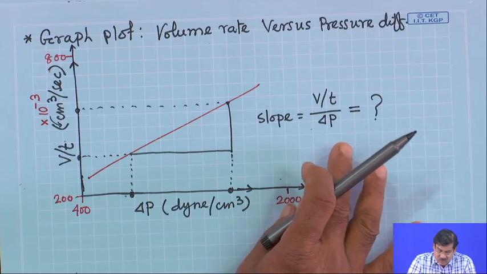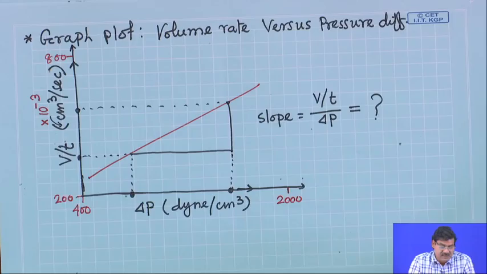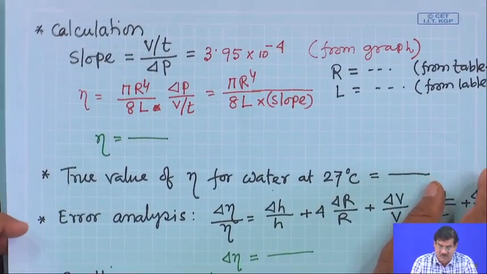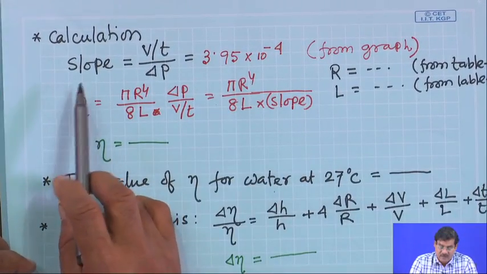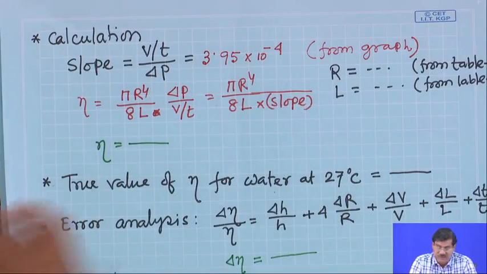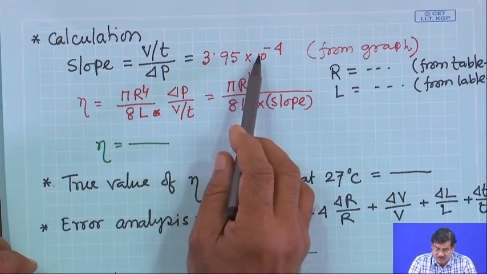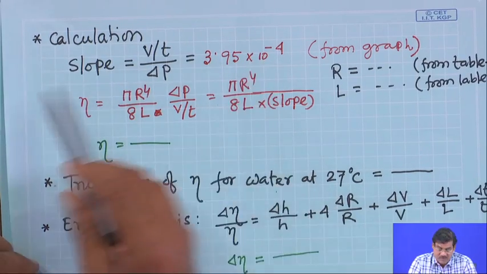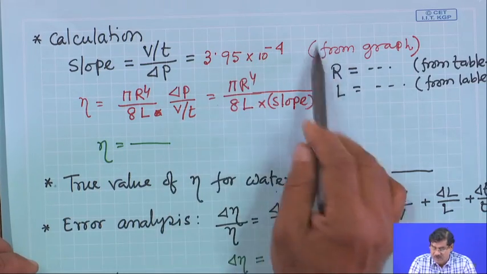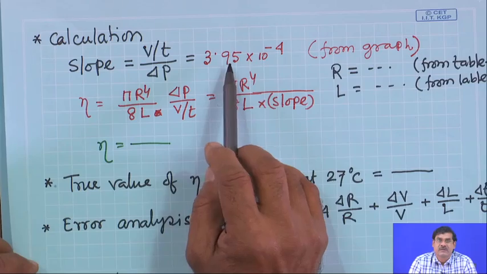So, now you already have the slope. This slope we will use for calculation. The next step is calculation. So, slope, this you note down. I have not plotted the points, but I know from the data we have plotted, and from this we calculated the slope is, say, this. So, we have to write this value, which I got from the graph.